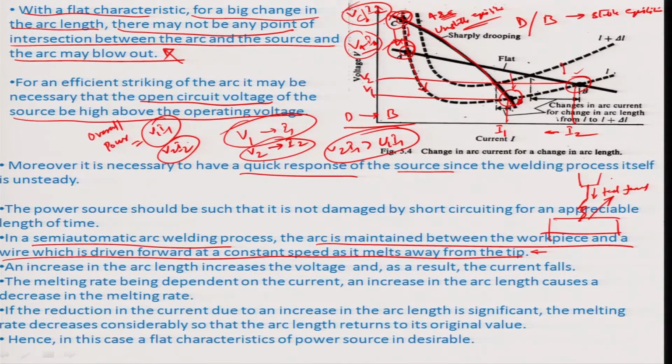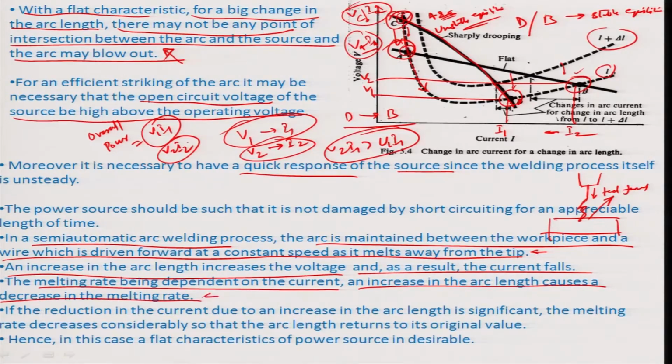So, an increase in the arc length in this case would increase the voltage, as you can see probably here. The voltage has increased from, let us say, L to L plus delta L, and as a result the current should fall down. The melting rate becomes dependent on the current. We want to make the melting rate as uniform as possible. So, an increase in the arc length causes a decrease in the melting rate, because obviously the current would fall down because of an increase in the voltage.